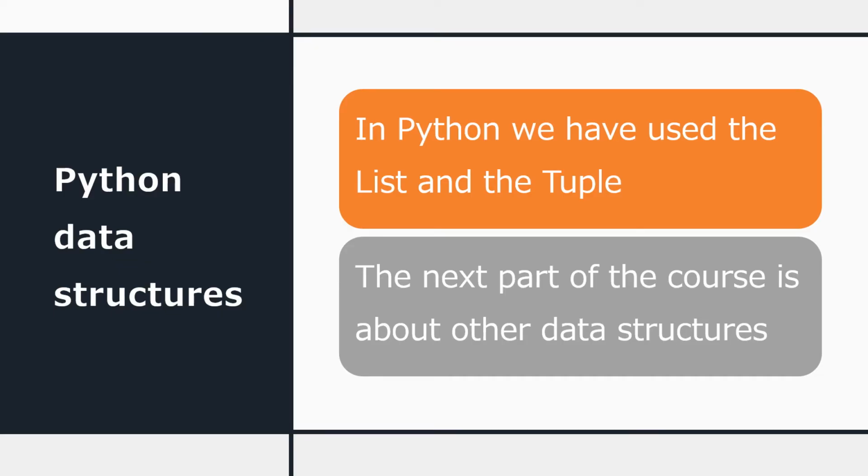In Python, the two data structures we have used are the list and the tuple. These are the main data structures that are available in basic Python. The next part of this course is all about different data structures.